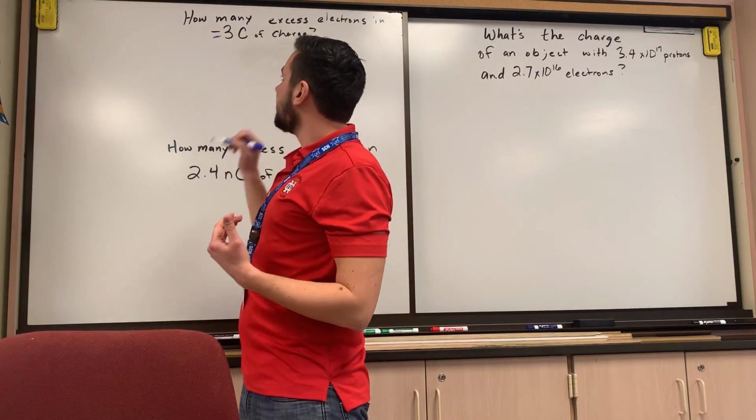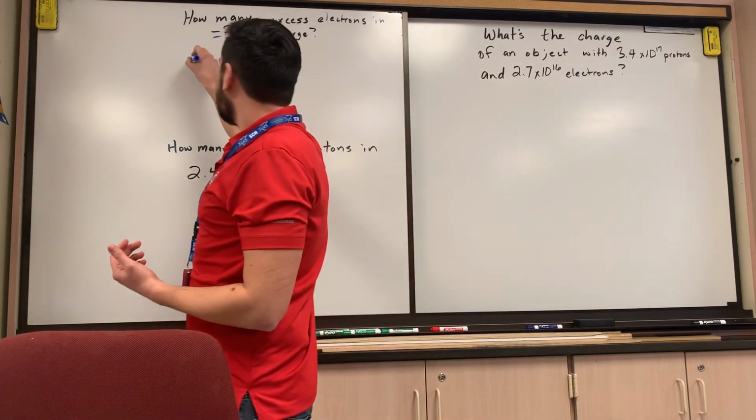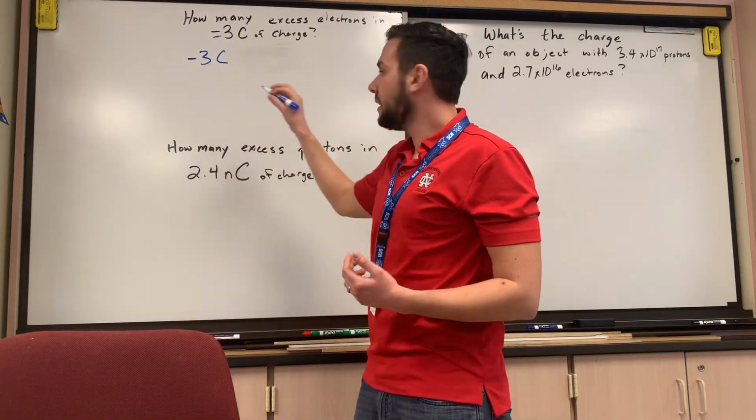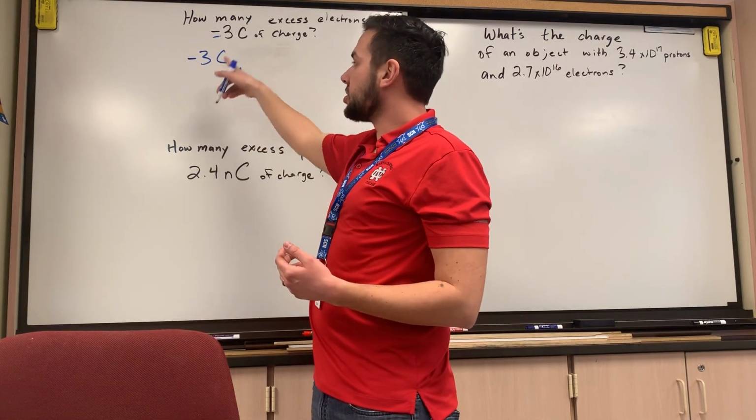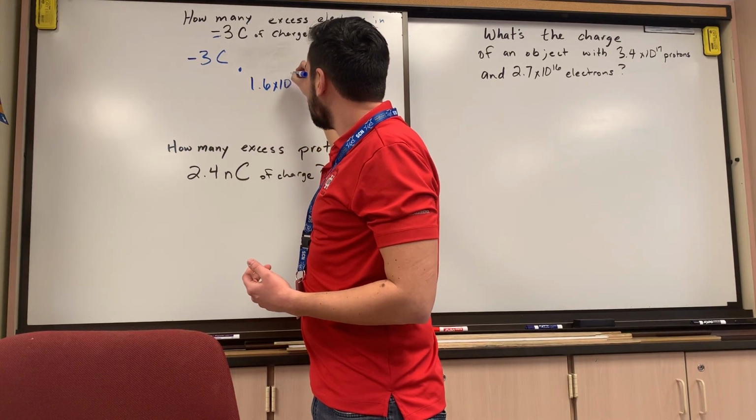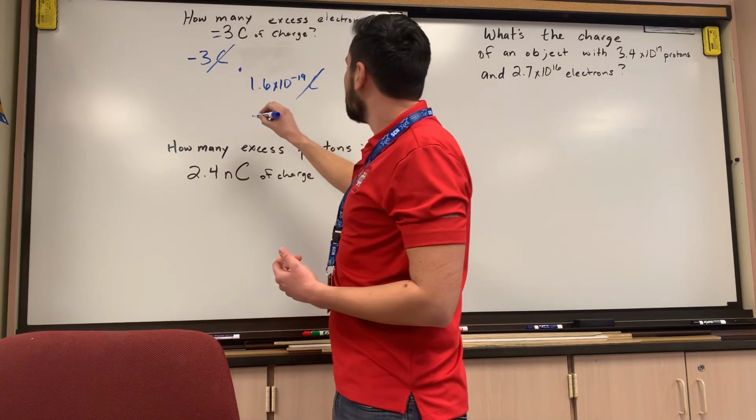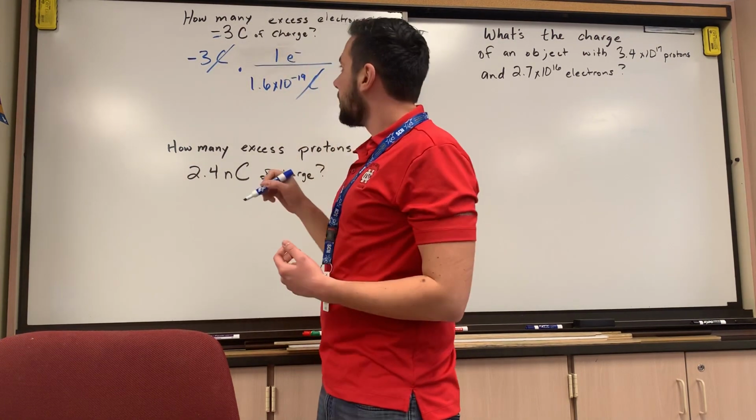So since we know it's negative, that means we're going to have more electrons. So I'm going to say -3 coulombs. That's what we're starting with, and we need to get to electrons. So I'm going to say, okay, what is the charge of one electron? It's 1.6 times 10 to the -19 coulombs. So now I've lost coulombs. Those are going to cancel out. That's how many are in one electron.